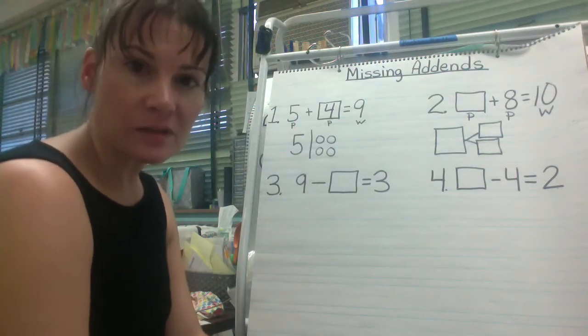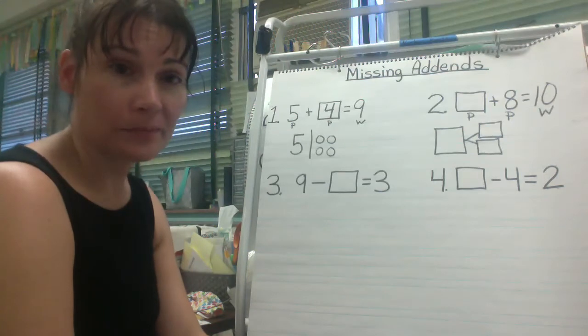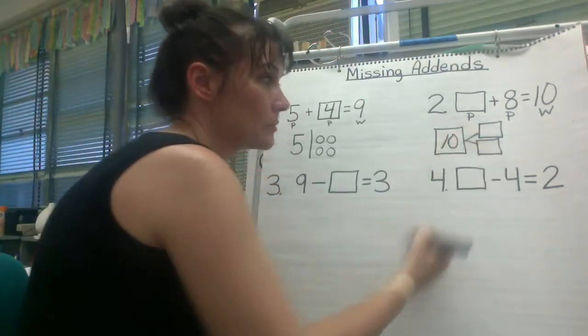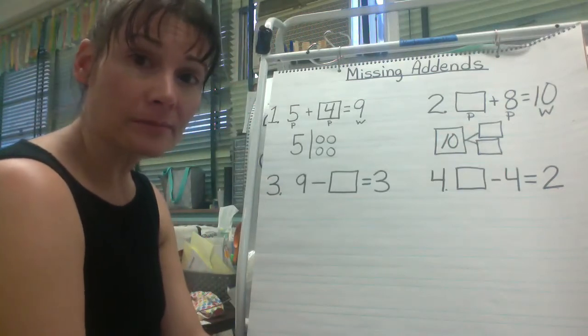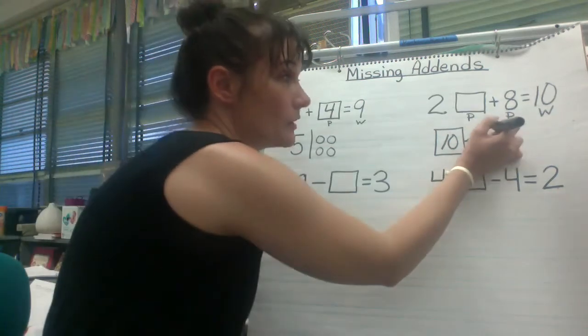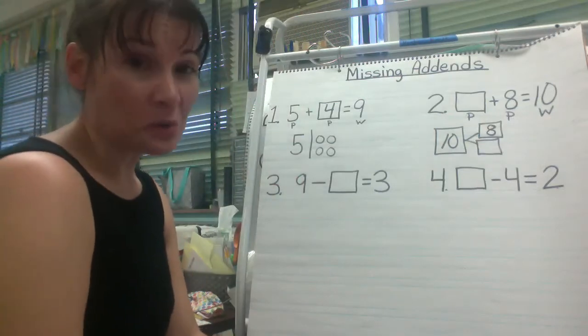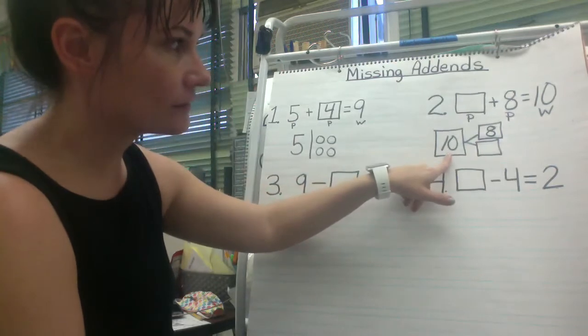How would I solve this problem? Where would my whole go? It would go right here in my spot. What's the part that you know? You know that there are 8. What you don't know is what you need to add to the 8 to get to the 10.